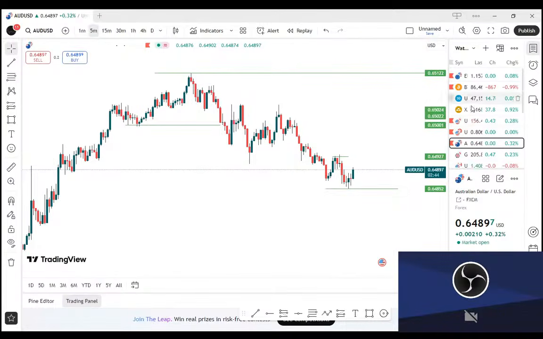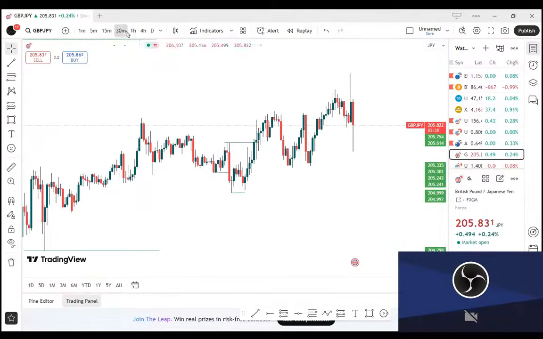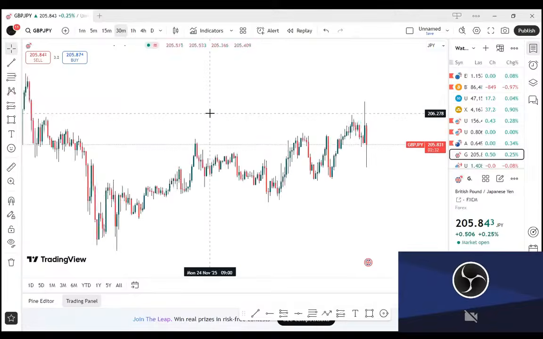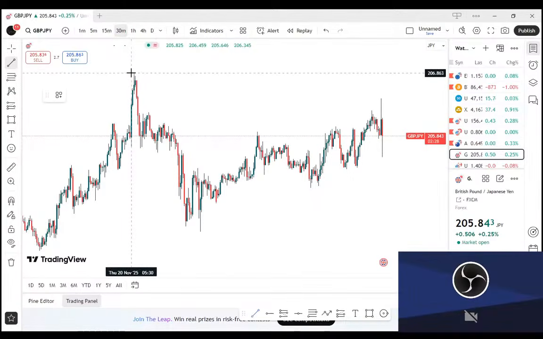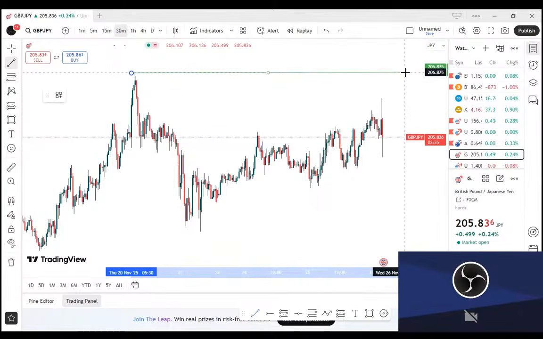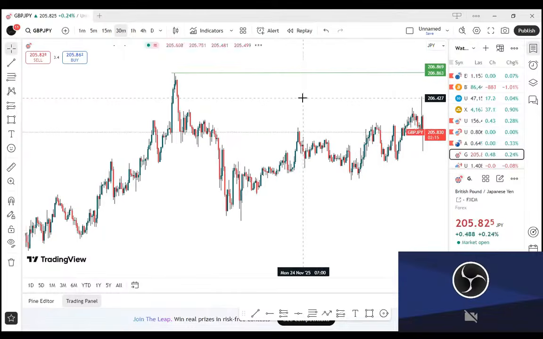And what we'll do, we'll drop to the next one. The next one is GBP JPY. For GBP JPY, let's drop lower to the 30 minutes time frame. Let's clear the chart. On our 30 minutes time frame, if you refresh the chart, you notice price came all the way to these highs. This is the highest level here that price came all the way to, which is 206.869.